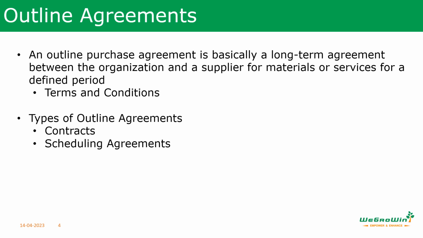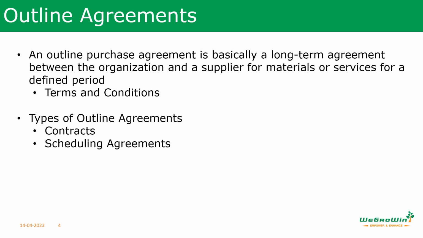An outline agreement is normally referred to as a blanket purchase order or an umbrella purchase order. An outline agreement is a long-term agreement between the purchasing department and a supplier for materials or services for a defined period. The purchasing department negotiates with the supplier a set of terms and conditions that are fixed for the period of the agreement. There are two types of outline purchase agreements, contracts and scheduling agreements.